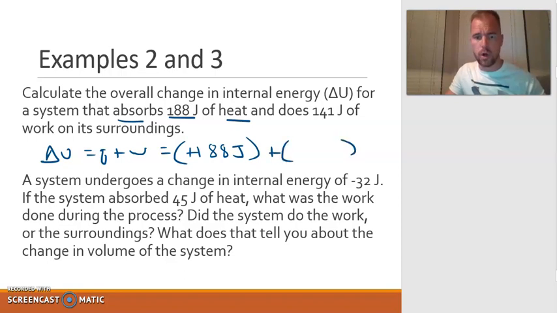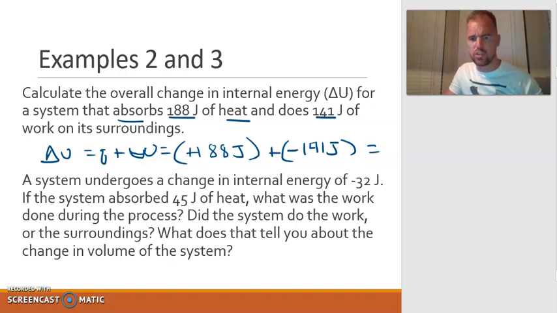Plus, now work is next. Okay, let's read this, what's going on here. The work is 141 joules, but what's doing the work? Let's see. Calculate the overall change in internal energy for a system that does 141 joules of work on its surroundings. The system is doing the work. So that means it's going to be negative 141 joules.